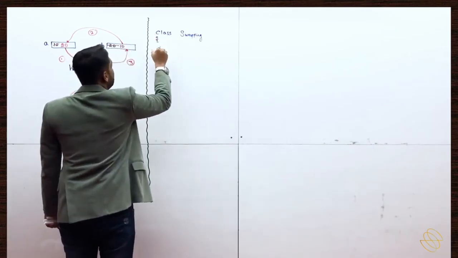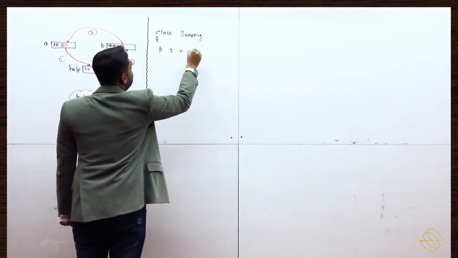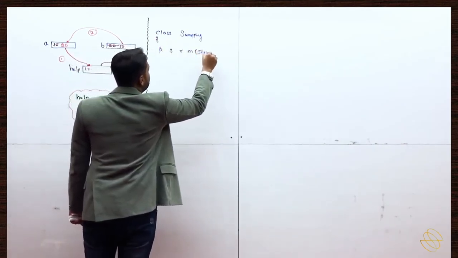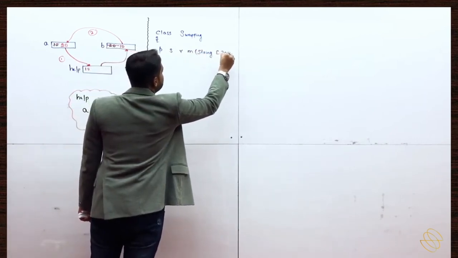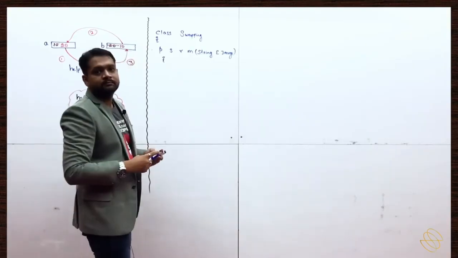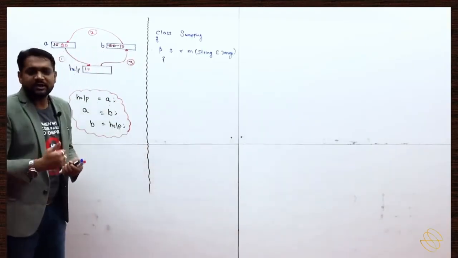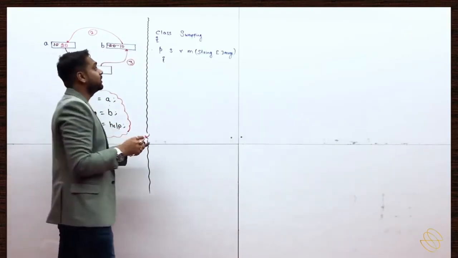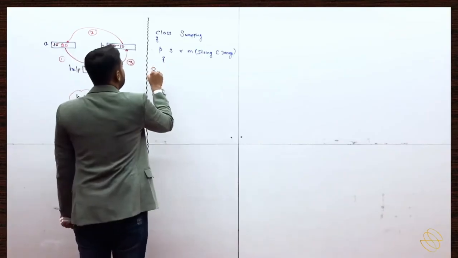Inside the class Swapping, I will write the main method, public static void main, which would accept String[] args. Inside the main method, a few inputs I will take from the keyboard, so I need the Scanner object to be created, hence Scanner.